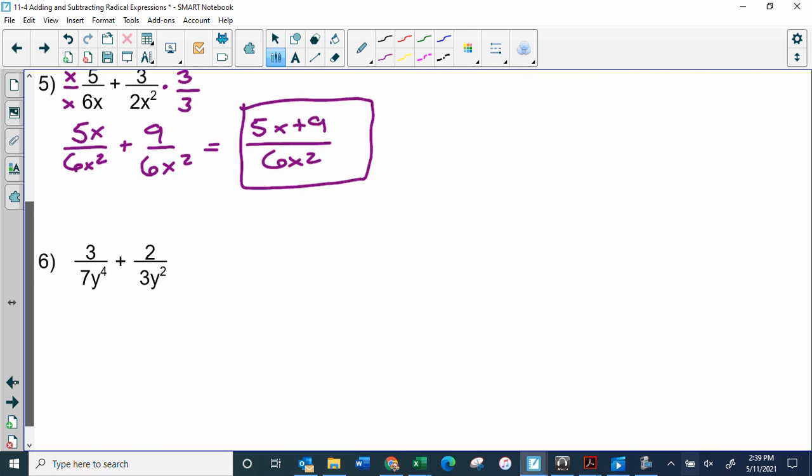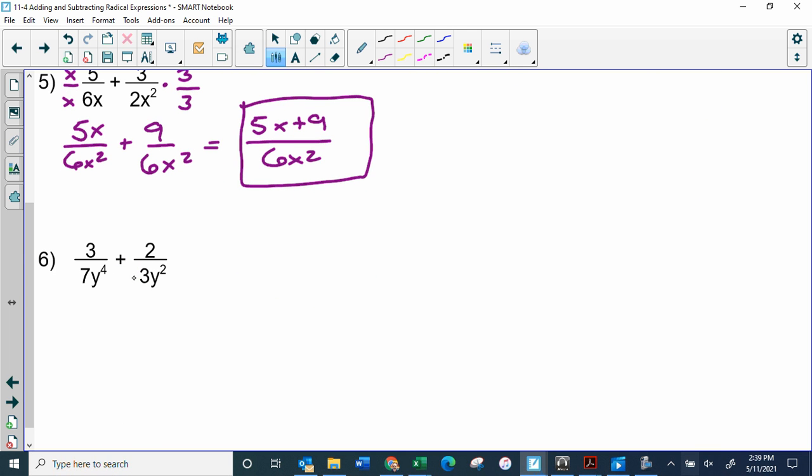All right. So let's look at this one. So 7 and 3, the least common multiple of those would be 21. So I need to multiply this one by 3 and this one by 7. And that gets us to 21y squared and 21y to the 4th. So to make this one y to the 4th, we need to multiply it by y squared. So we'll multiply the top and the bottom by 7y squared.